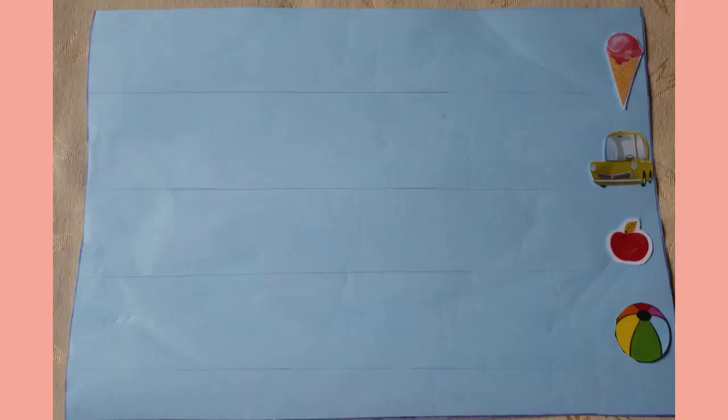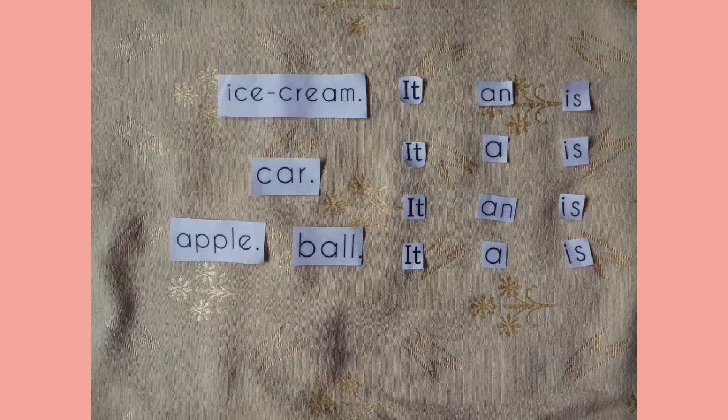Kids, I hope by now you are comfortable making sentences using the two-letter word, that is it, I-T. Now, let's do an activity. Children, can you see different images on the chart paper? In this activity, we will be making sentences by picking the correct words and placing them according to the image.